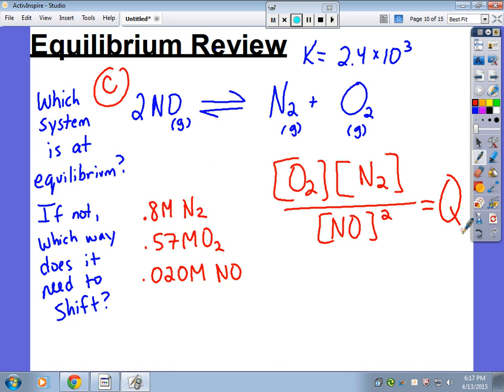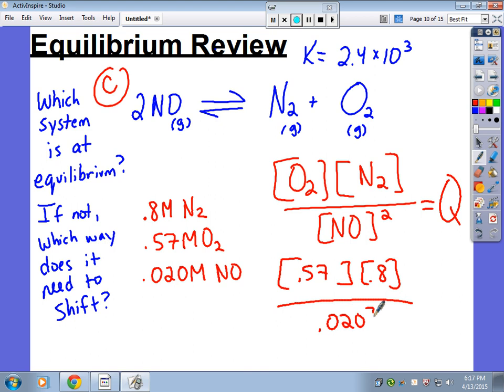So if we plug these into the right spots, I'm going to put 0.8 molar here for nitrogen, and 0.57 molar here for oxygen, and 0.02 molar here, and square it. Why am I squaring it? Because that's what my directions tell me to do. And when I do that, I come up with a value of 1.1 times 10 to the third.